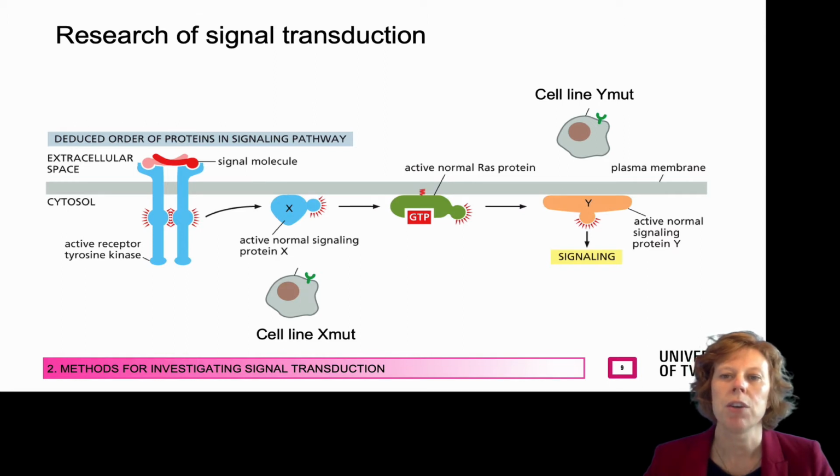Mutations of the DNA encoding for the protein can help to identify the order of proteins in a signaling pathway. When determining the order of proteins in a pathway, one can use cell lines that each carry a mutated form of one of the proteins in the cascade. Consider a pathway consisting of a receptor tyrosine kinase, a protein X, a protein Y, and RAS. You want to investigate if RAS is upstream or downstream of protein X.